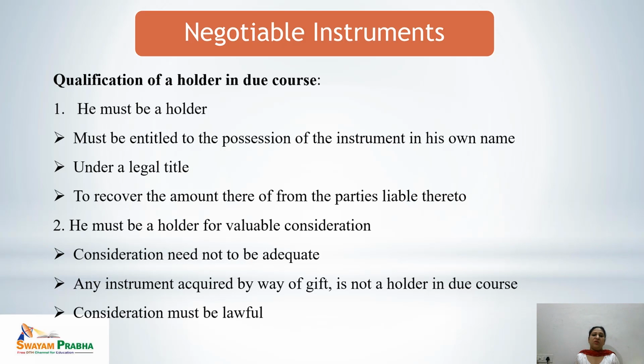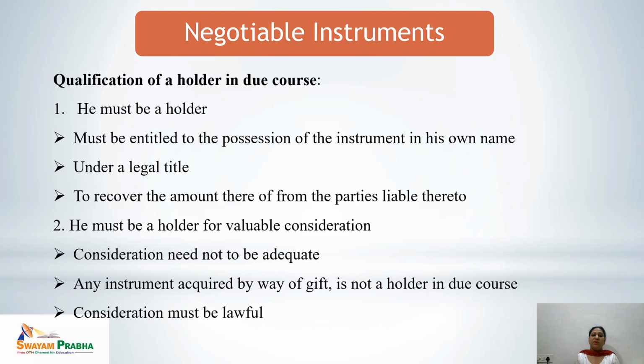So, next we are going to discuss the qualifications of a holder in due course. First is, he must be a holder. Holder means he should have the possession of the instrument and it should be in his own name. If the possession is there but the ownership is not there, that means the instrument is not in his own name. This is not a valid qualification to become a holder in due course.